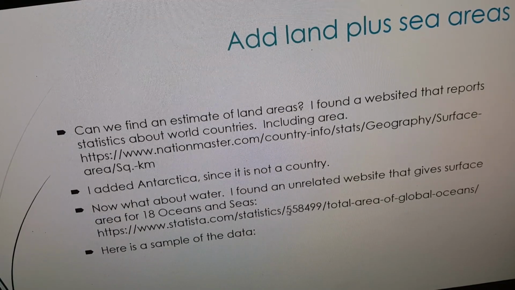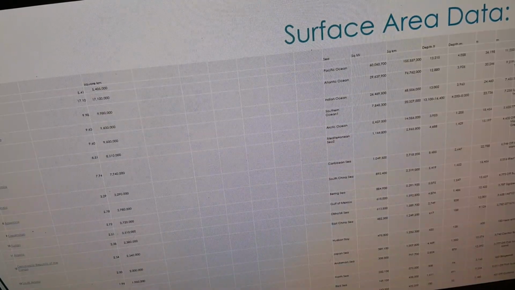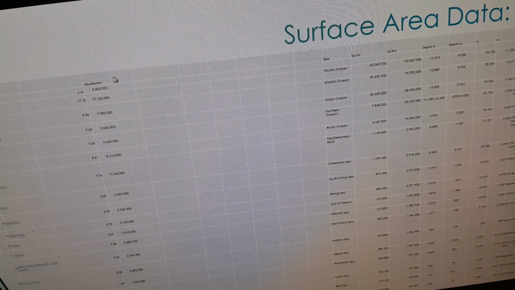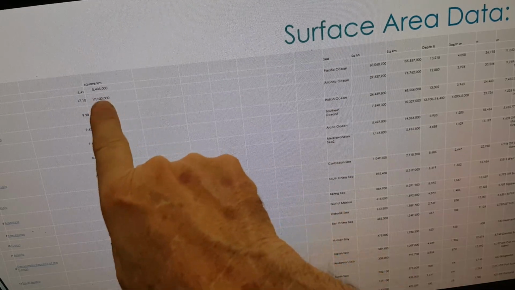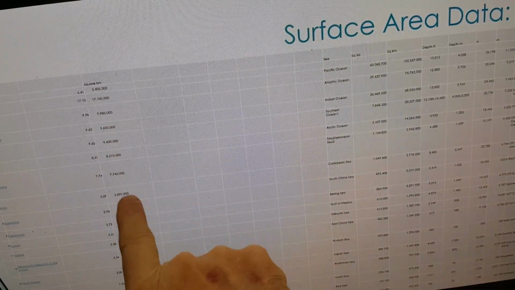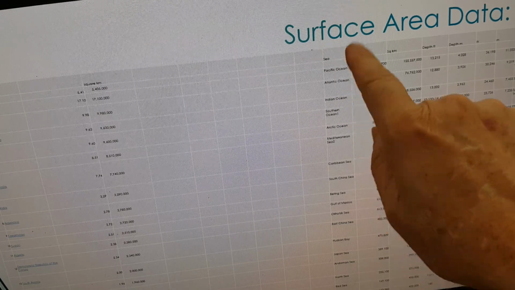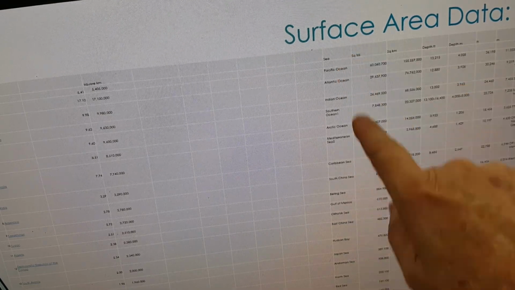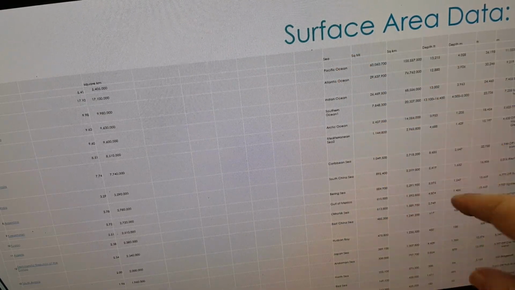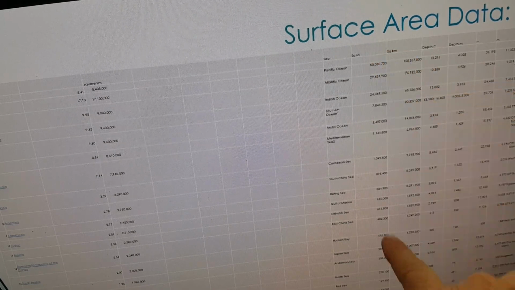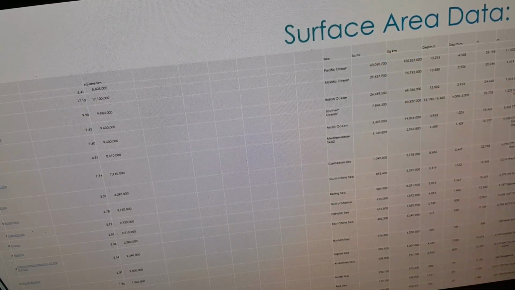Here is a sample of the data that I used. Over here is country and square kilometers. This is the square kilometers, and this is the country name. And then over here is the ocean water areas for all these 18 different seas and oceans, square miles, square kilometers. So that was the data I used.